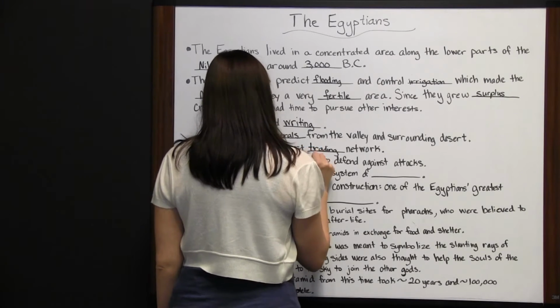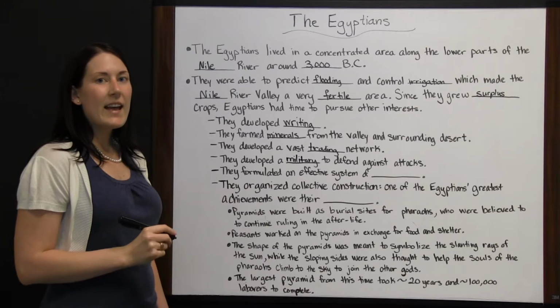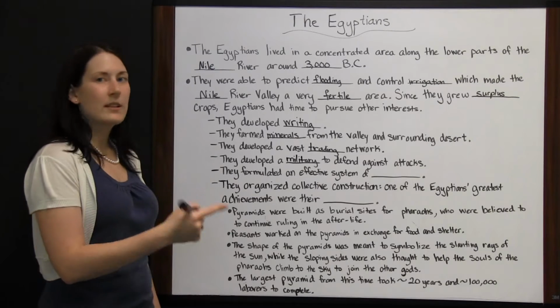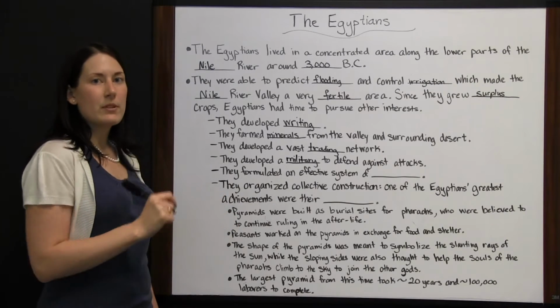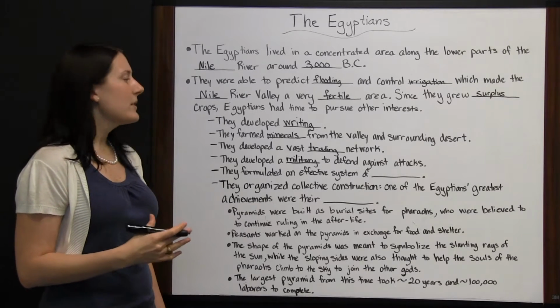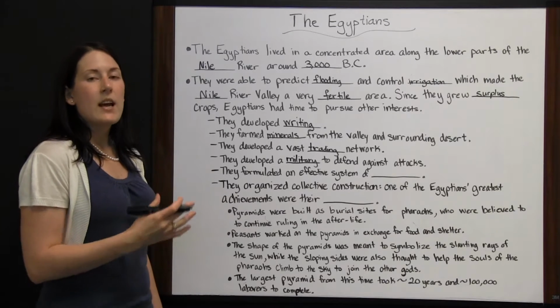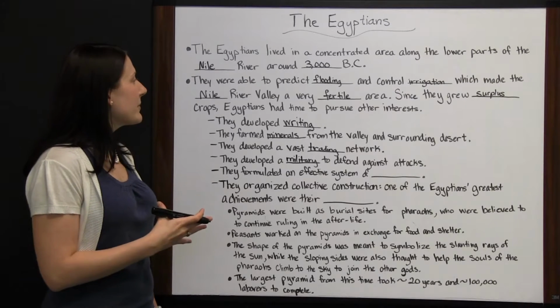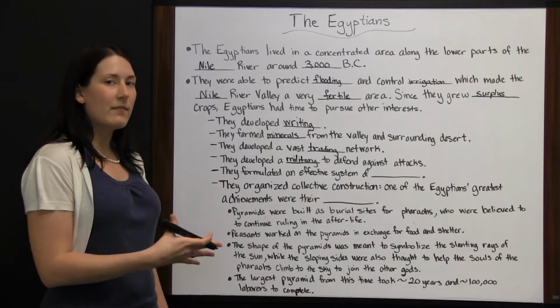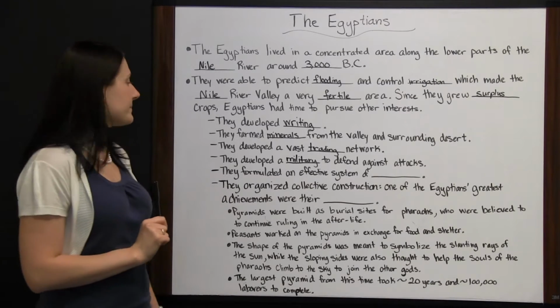So you can imagine living in this fertile valley. Other civilizations are going to say, hey, that spot looks really great. I want to live there. I want our people to live there. So the Egyptians did have to defend Egypt against attacks because this Nile River Valley was a pretty popular place, and people saw that it was good land and they tried to make it their own. So Egypt had to develop a military.